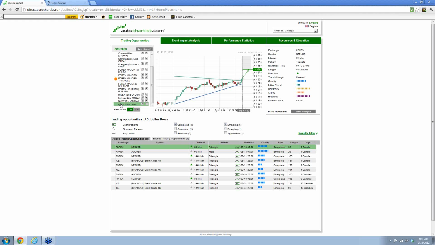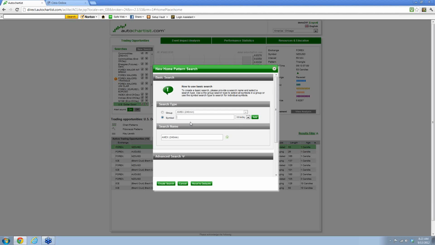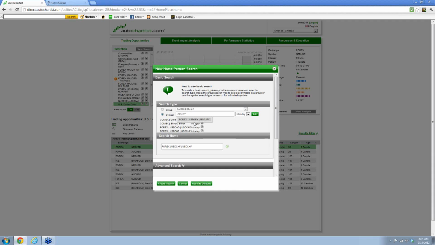I also want to look at U.S. dollar to Canadian, and I can look at U.S. dollar to Swiss. You can see how easy it is to populate your searches. And I want to look at U.S. dollar, Japanese yen. So I can put these in here. I can change the name to dollar up. And now I go down to my advanced search, and the only variable that I'm going to check is bearish, because I expect these markets to go down when the dollar's up.